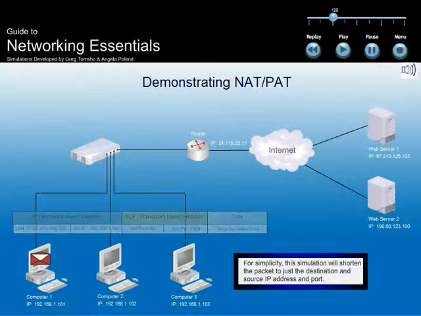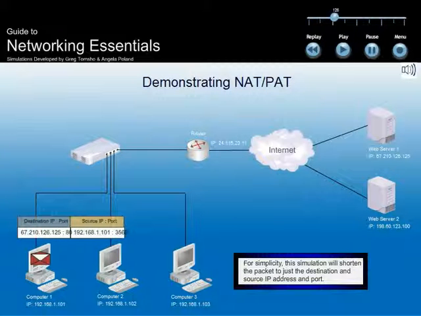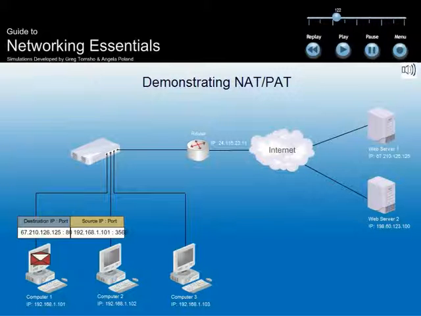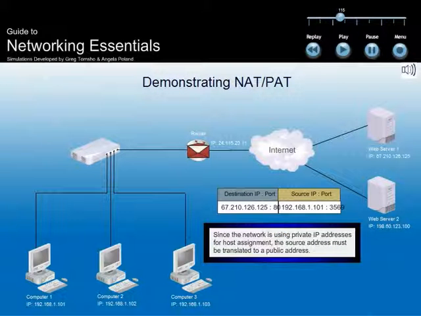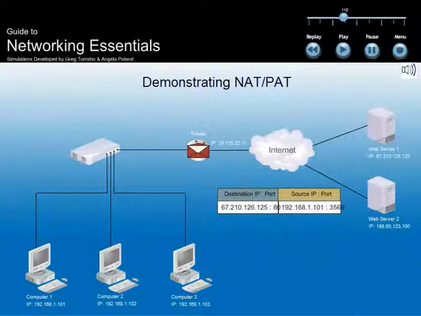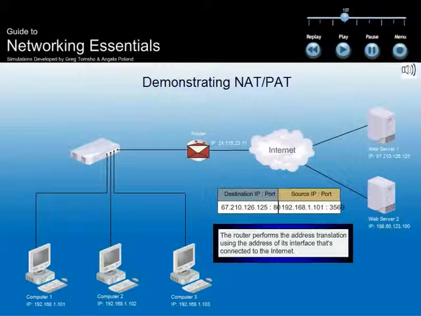For simplicity, this simulation will shorten the packet to just the destination and source IP address and port. The packet is sent to the router for delivery out to the Internet. Since the network is using private IP addresses for host assignment, the source address must be translated to a public address. The router performs the address translation using the address of its interface that's connected to the Internet.